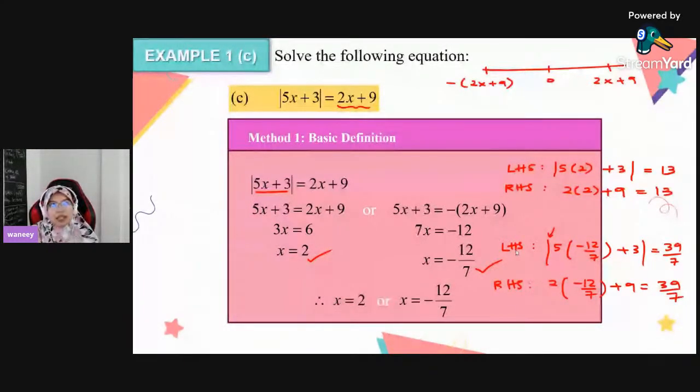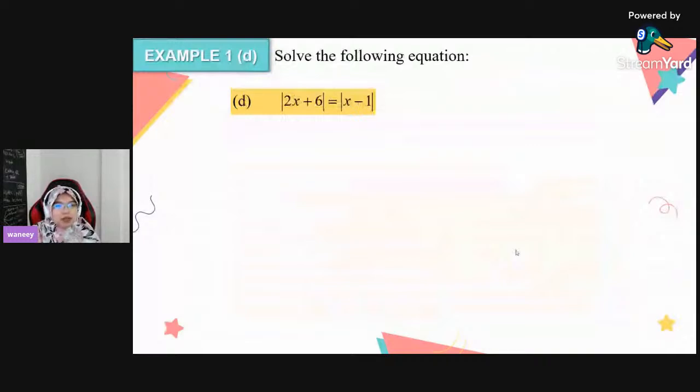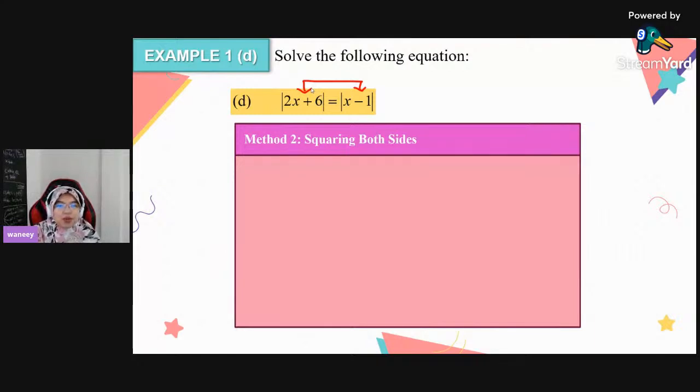Next, CD now. So now we have the modulus of 2x plus 6 equal to the modulus of x minus 1. So this is where we have two modulus. One modulus on the left, one modulus on the right. So this is when I'm using squaring both sides. So this one kita tak pakai basic definition lah. Yang ni memang tak boleh pakai basic definition. You must use squaring both sides. So use squaring both sides.